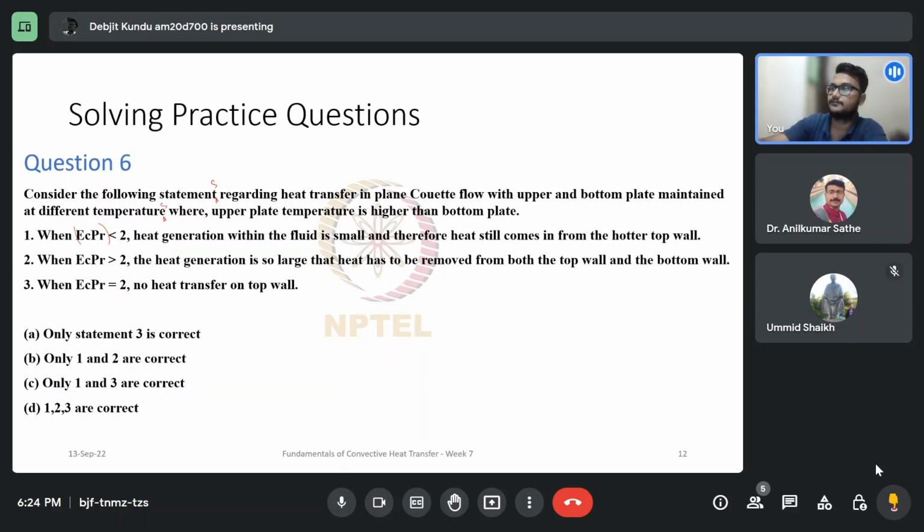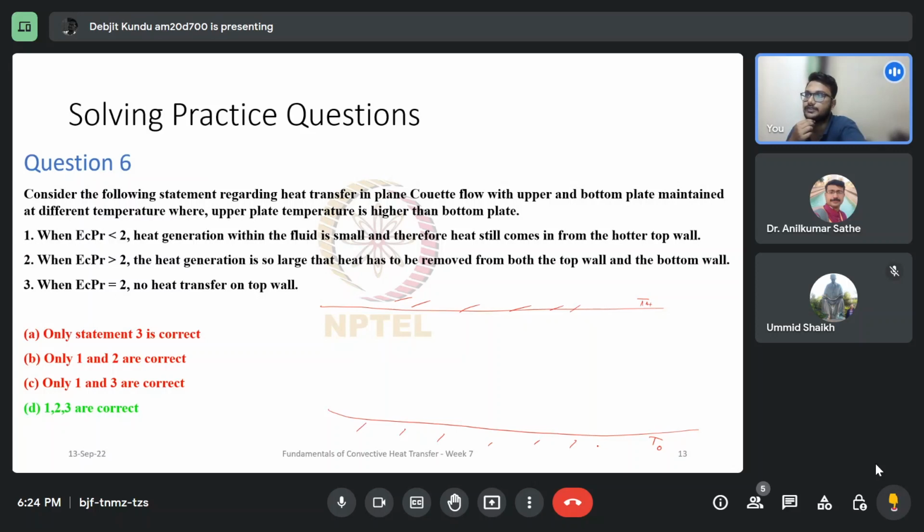Okay, so if we look at the solution, D is in fact the correct answer. So I'll try to draw a figure and have a discussion on this. So here we have a hotter top wall at say TH and bottom wall at say T0, and TH we know is greater than T0.